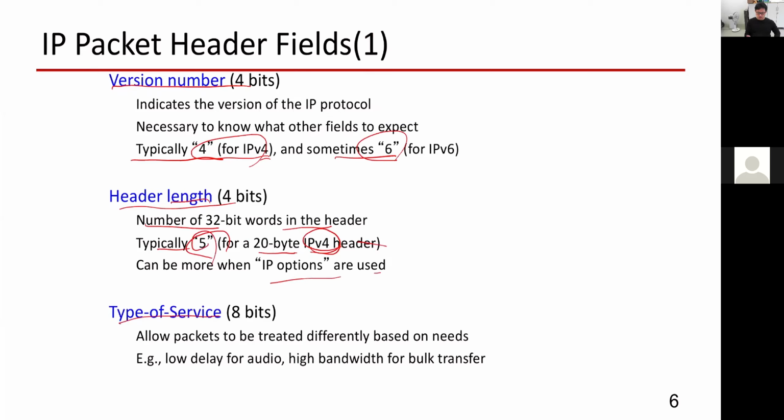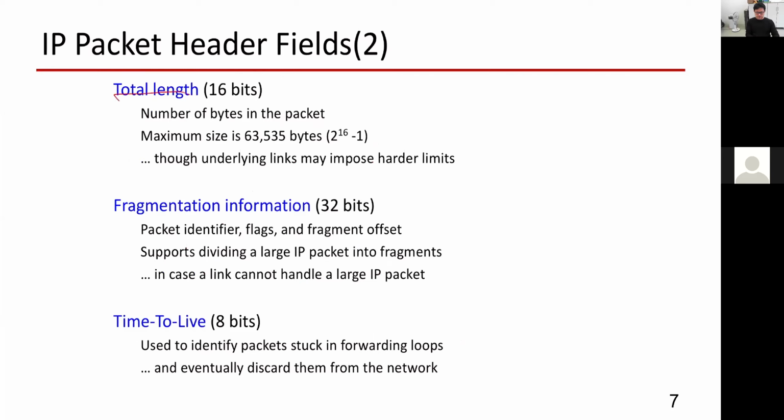And type of service: what service am I using? If I am urgent and have a higher priority, I can set my type of service to a higher priority. If I don't care about speed but I want delivery confirmation, then I can use it for file transfer. But if I don't care about the guarantee and want to carry it as fast as possible, meaning voice kind of information, that's another setting. Then total length, to specify the length of my packet. The maximum size is 2^16 - 1. And fragmentation information: is this packet fragmented or not?